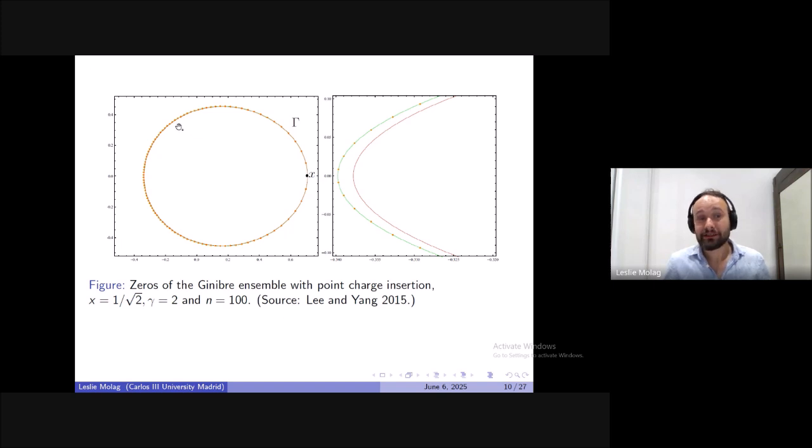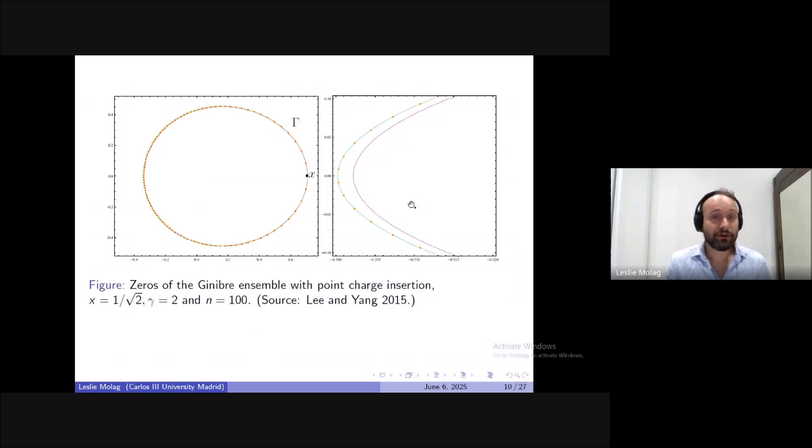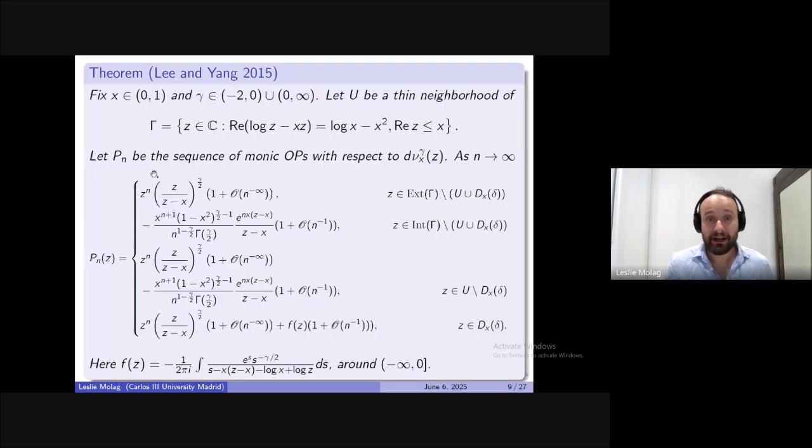And as you might guess, the dots are actually the zeros of the orthogonal polynomial. And I will now explain why that is the case, why this curve gamma is attracting the zeros. So what they could prove is, if you look at the exterior of this curve, but not too close to the curve, so it's somewhere in the exterior, not too close because you have to stay outside of U, this thin neighborhood of the curve, which you don't see in this graphic here, but you should imagine some thin neighborhood of this curve. And if you're in the exterior, then they find this behavior here.